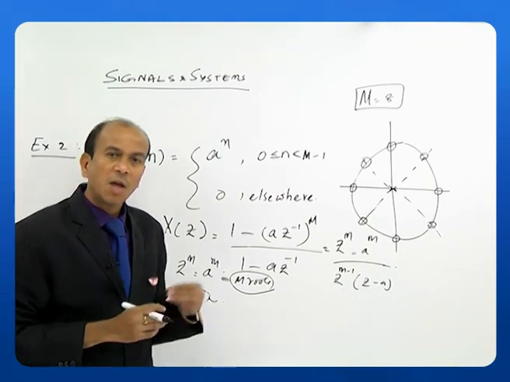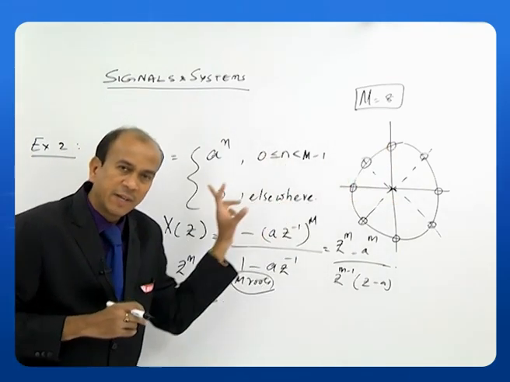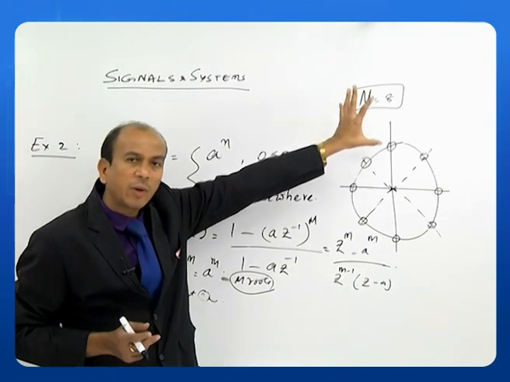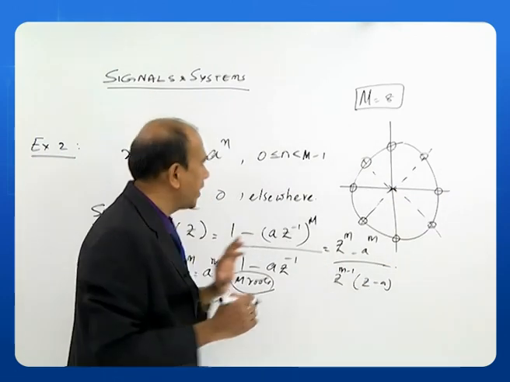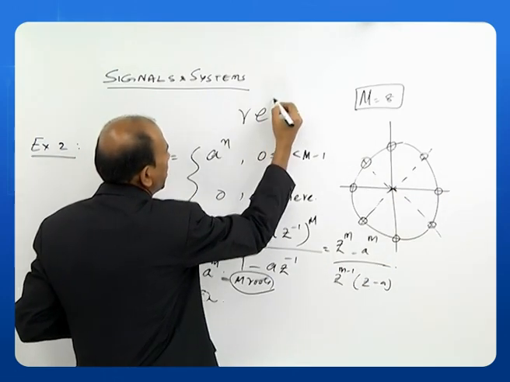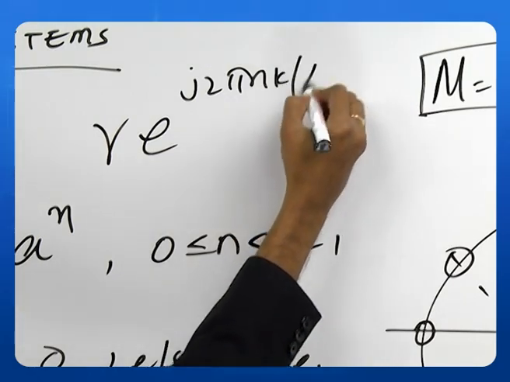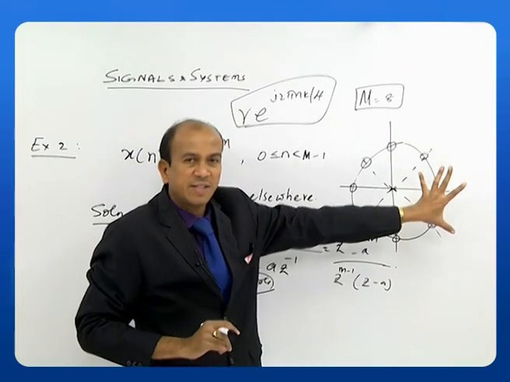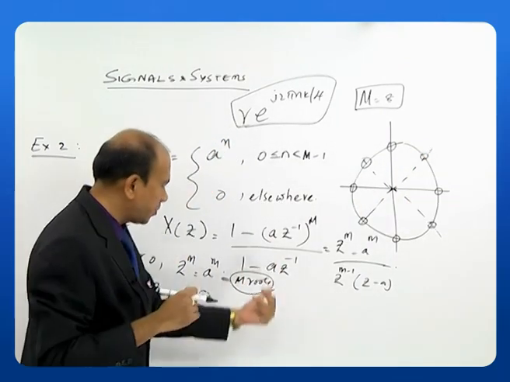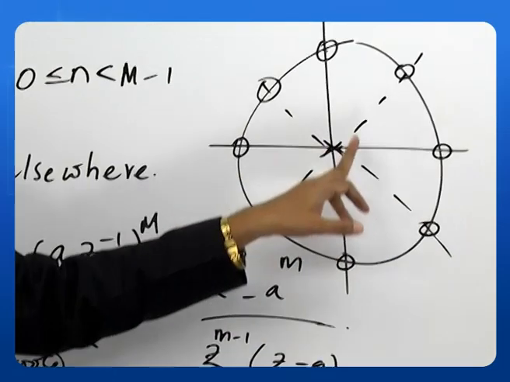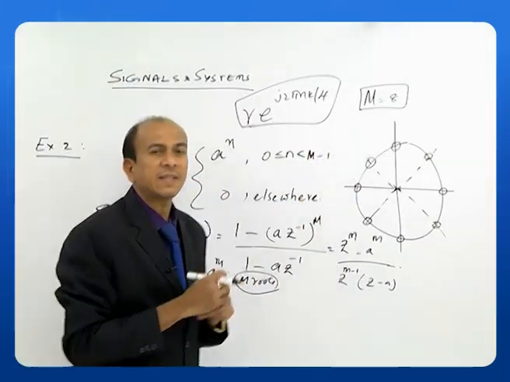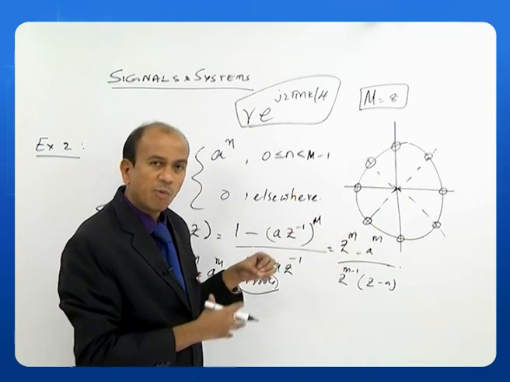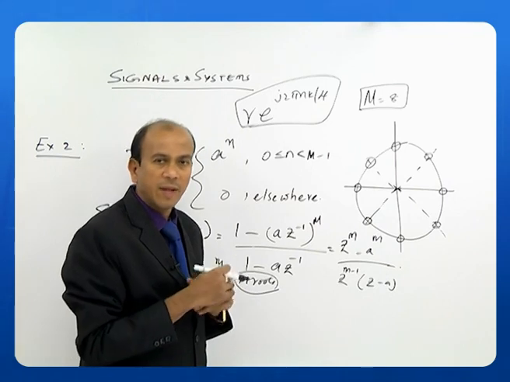So this is the pole-zero plot for a given equation having m roots. Here I have taken m equal to 8, so you have 8 zeros located at these positions, r e to the power of j2 pi n k by 4. This is the position at which the zeros exist. We have 8 zeros here, and also 8 poles, and one pole is cancelled by the zero at z equal to 0, where a zero cancels a pole.